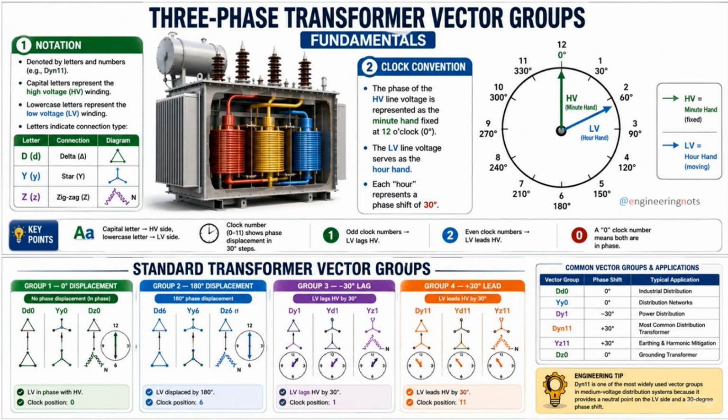Another Dy1, and another Yy0. Those few letters and numbers determine how a transformer is connected, how its voltages are shifted, and even where it can safely be installed. By the end of this video, you'll be able to read any transformer vector group like an engineer.